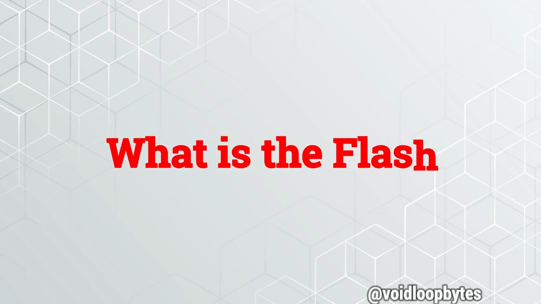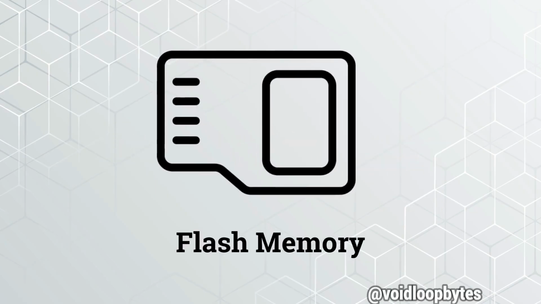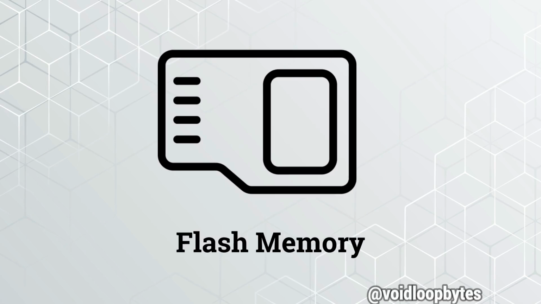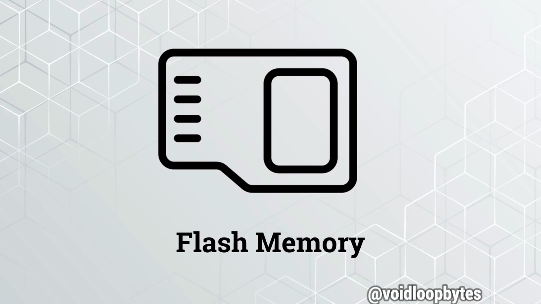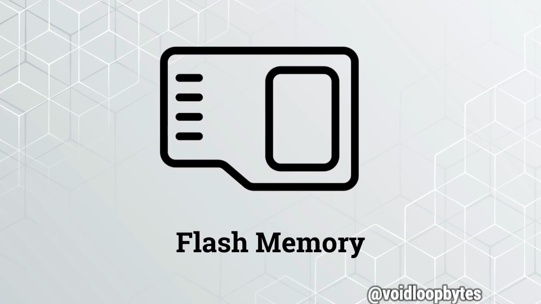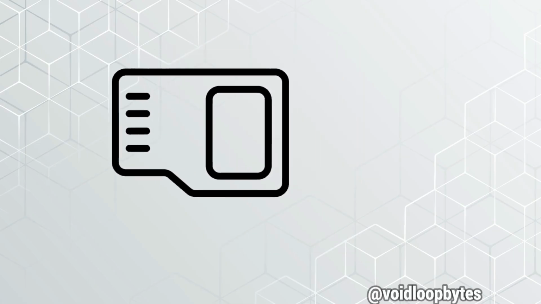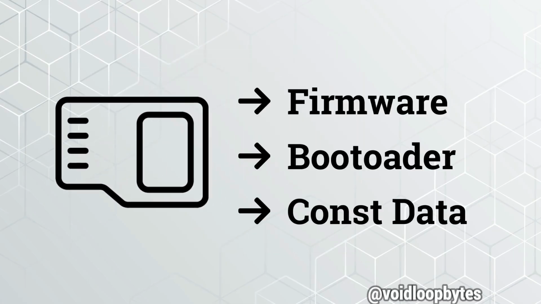What is flash? Have you ever wondered where your program is stored after you upload it to a microcontroller? If you disconnect the power and turn it back on, how does it remember your code? The answer is flash memory. Flash is the permanent memory inside a microcontroller. It stores your firmware, bootloader, and constant data. Unlike RAM, flash keeps its content even when power is turned off.